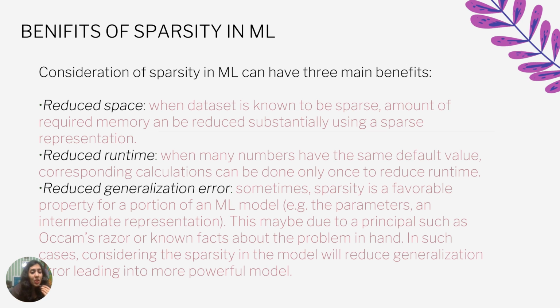Thirdly, reduced generalization error. Sometimes sparsity is a favorable property for a portion of an ML model. This may be due to a principle such as Occam's razor, or known facts about the problem at hand. In such a case, considering the sparsity in the model will reduce generalization error, leading to a more powerful model.